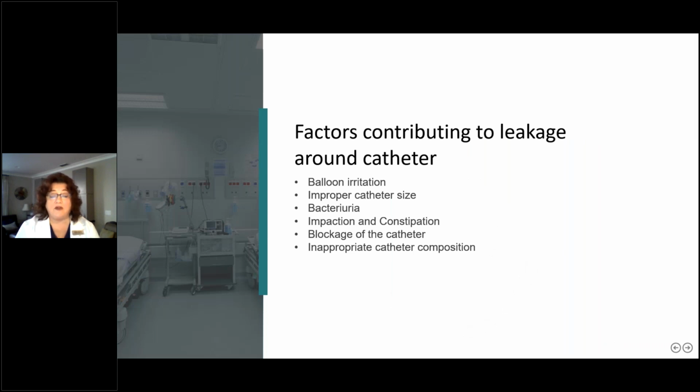One, again, that balloon irritation, and we'll talk a little bit more about that. And then the improper catheter size, bacteriuria, impaction and constipation, blockage of the catheter, and inappropriate catheter composition. All of those things contribute to leaking around the catheter.